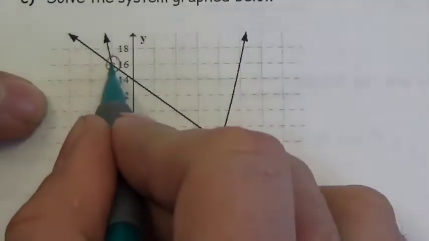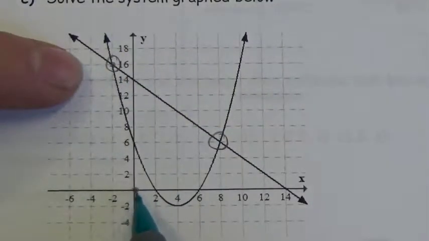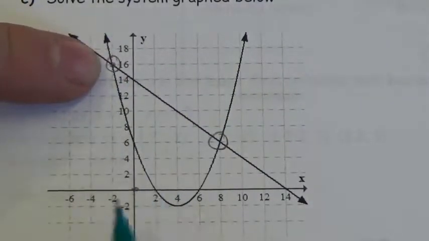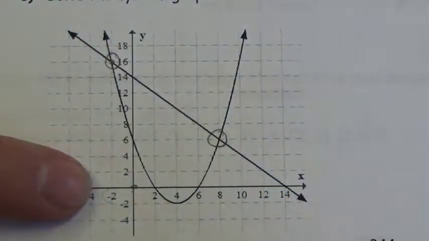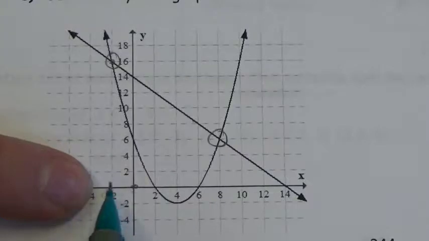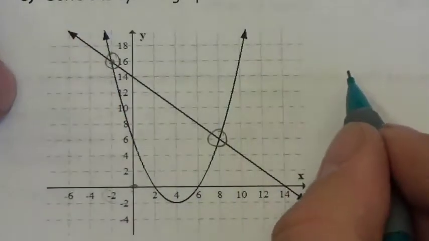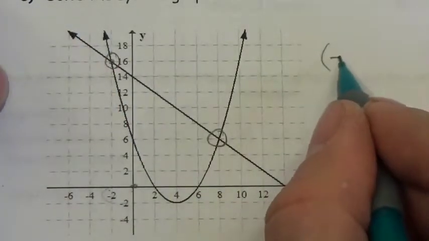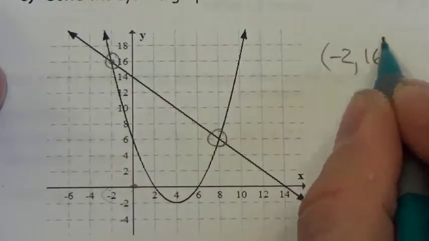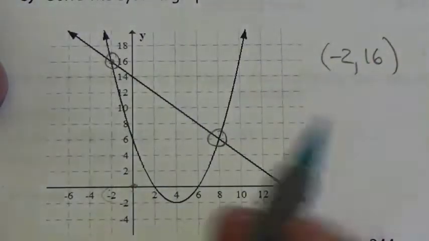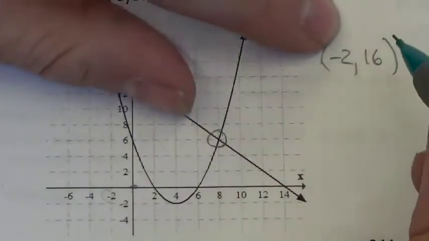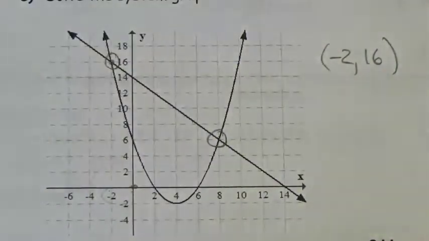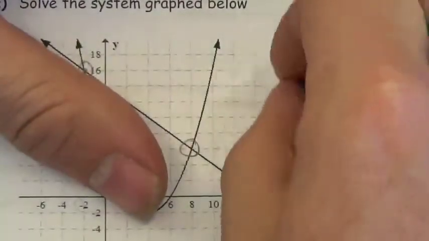So let's talk about this point of intersection right here. Remember, you always start at the origin. So to get to that point of intersection, I go horizontally, look at the scale, be very careful about the scale, 2 to the left, and 16 up. So one of my solutions has to be -2, 16. Those are the coordinates for this point right here. I need to put parentheses around that.